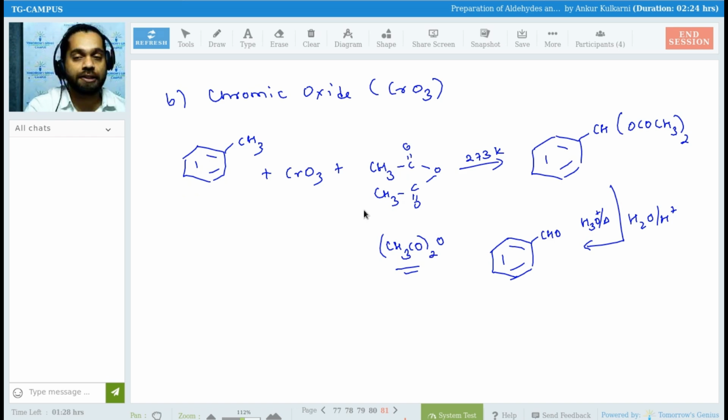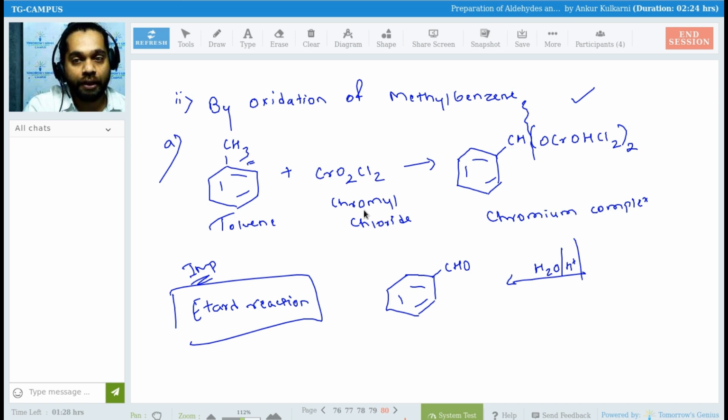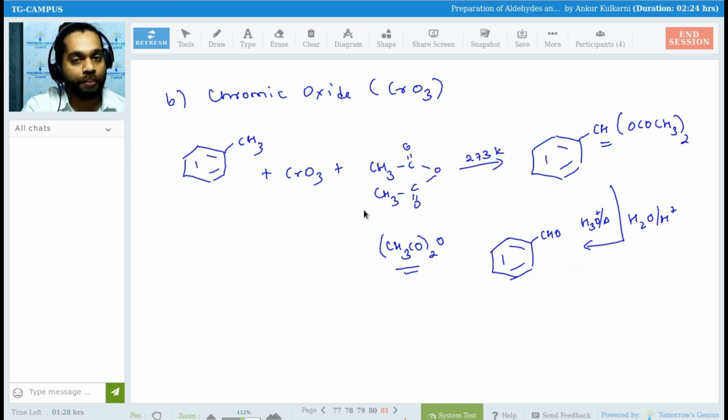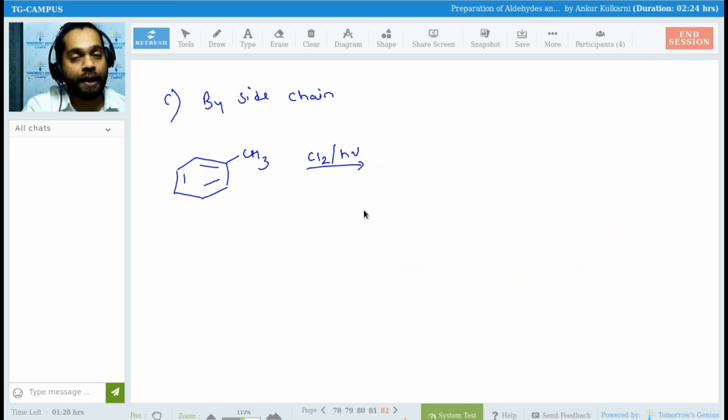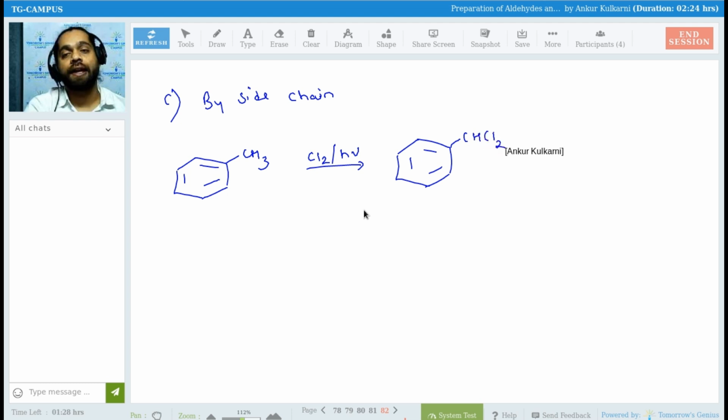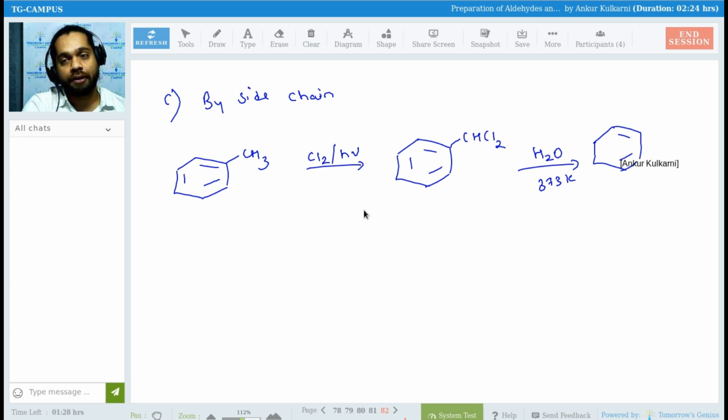Again the same thing. In the last reaction, Sarjana, what happened? Two hydrogens got replaced, we got a complex. Same thing over here, two hydrogens get replaced and chlorine gets added. Now again the same thing I'll do. I'll heat it, acid hydrolysis. What I'll get? I'll get an aldehyde. CH. Are you getting it, Kevin, Sarjana?